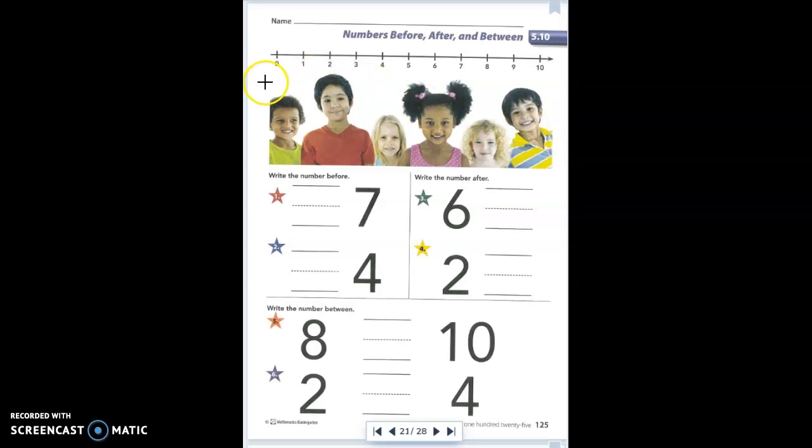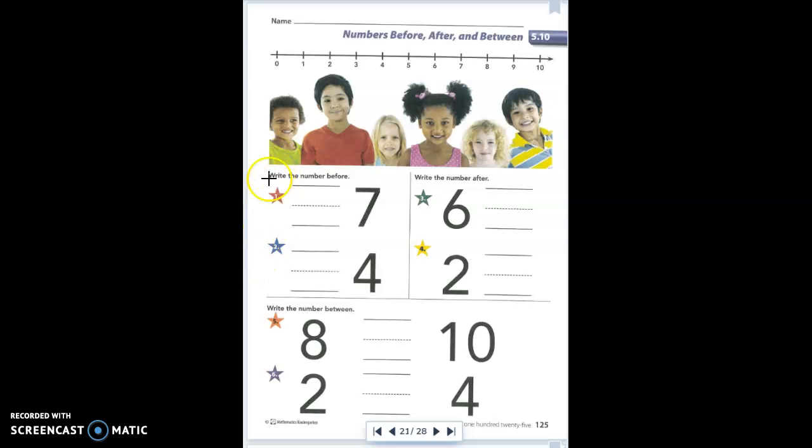At the top of your page, you're going to notice that we have a number line. And if you remember a few lessons back, we had a number line and we had to fill in the numbers. Well, this time they give us a number line. And we're going to use this number line to help us figure out numbers before, after, and in between. All right, so let's begin.